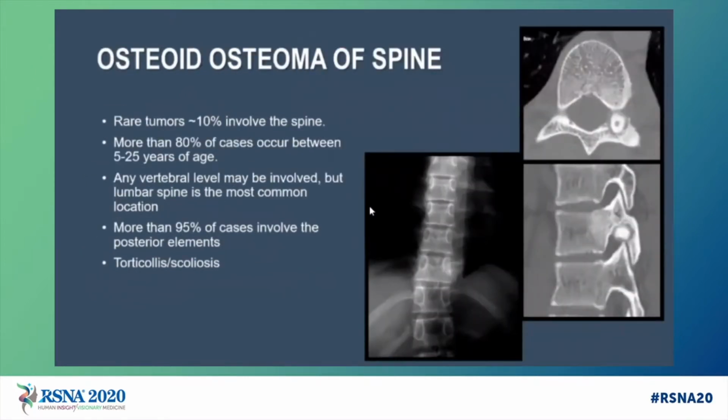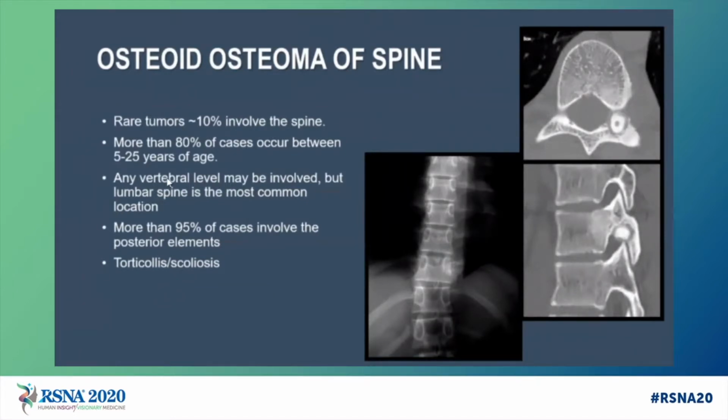Osteoblastoma of the spine. They're rare tumors and they're unusual to occur in the spine. About 80% are seen in 5 to 25 years of age. Any vertebral level may be involved, but the lumbar spine is the most common. And 95% of the cases involve the posterior elements.